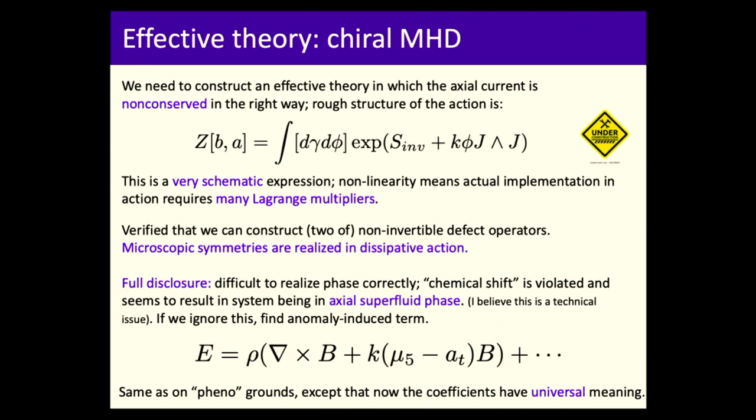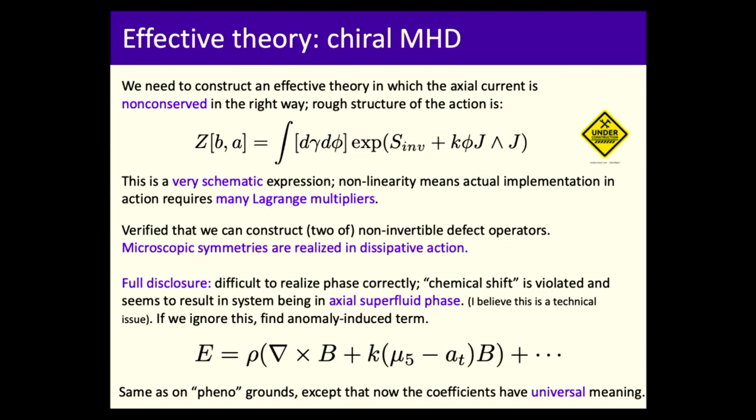In fact, we can realize two of them, because you get one for each of the legs of the contour. Okay? And we have not completely succeeded yet. So now I'm going to tell you what we did not succeed in doing. There's a technical problem. If you mess up this hydro theory, it's very easy to end up in a superfluid phase. And we seem to be doing that.